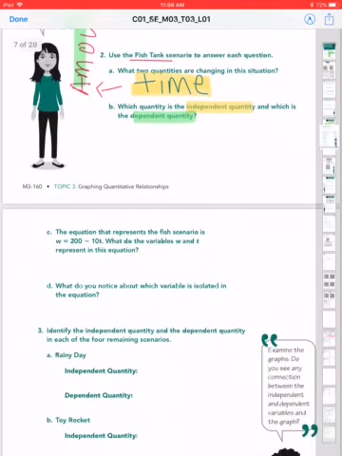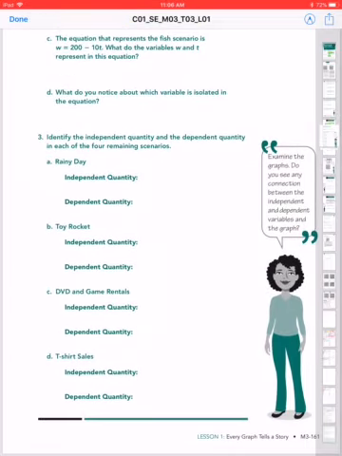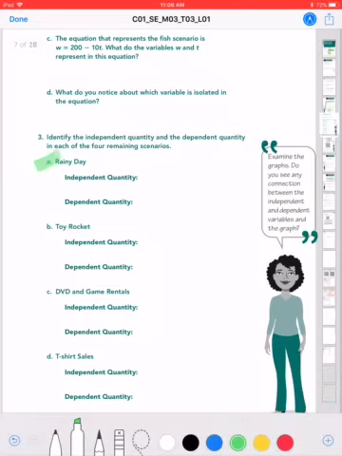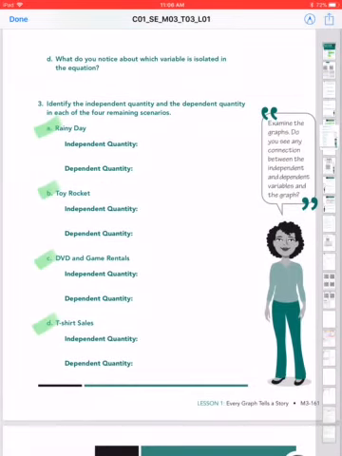I want you to go ahead and skip C and D for now and go through all the different scenarios. So the rainy day scenario, the toy rocket scenario, the DVD and game rentals, the t-shirts. Go through those last four scenarios, and I want you to identify the independent and dependent quantities for those. And remember, independent and dependent quantities are the same as the variable. One is just the words it stands for, and the other one's just the numbers that they stand for.